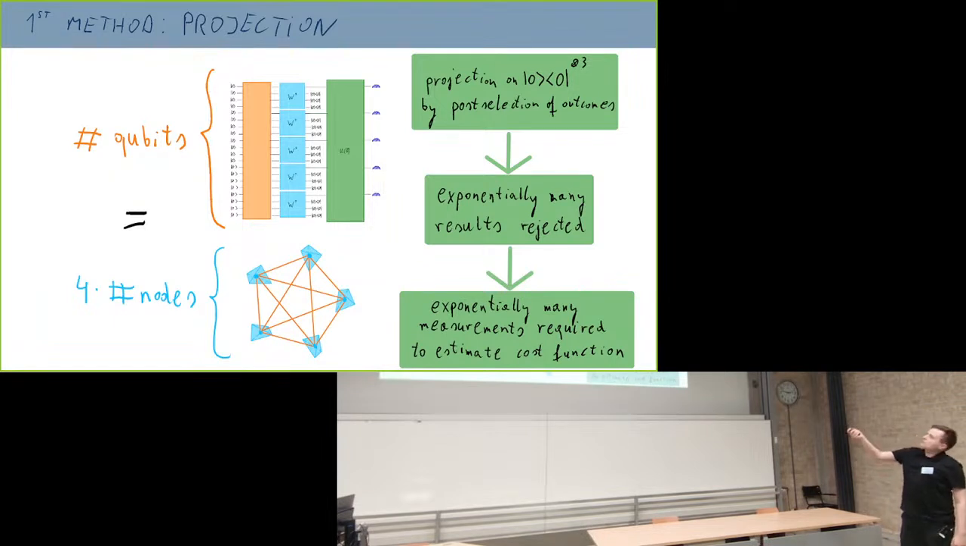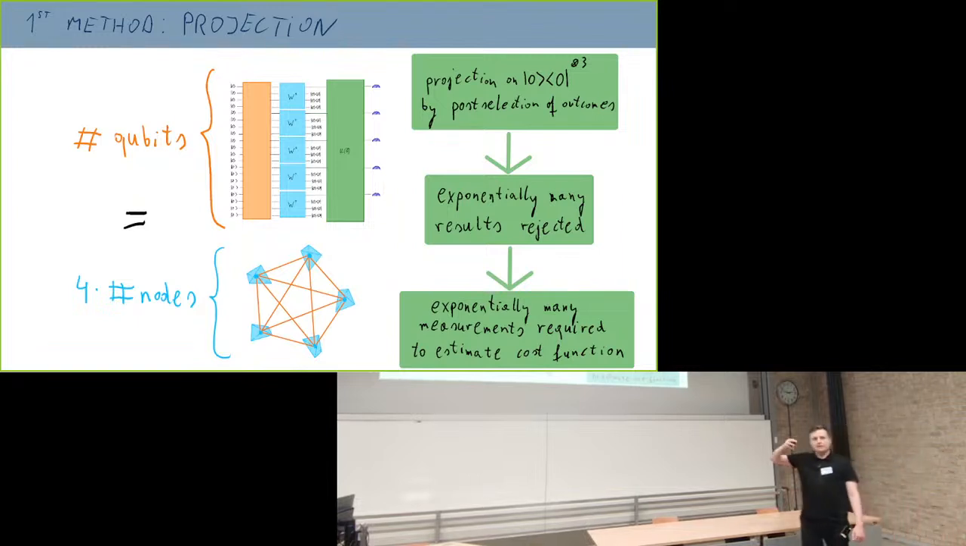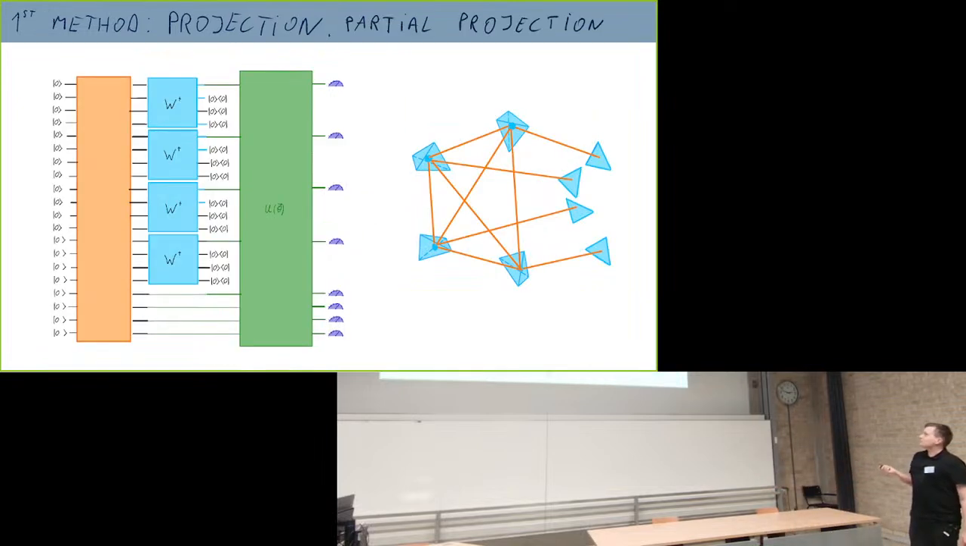This method requires a number of qubits which is 4 times the number of nodes of the spin network, and there is a small problem because here we have projections on zero states. This projection is implemented by post-selection of results, so we need to reject potentially many results to make this projection. So it is not very good.